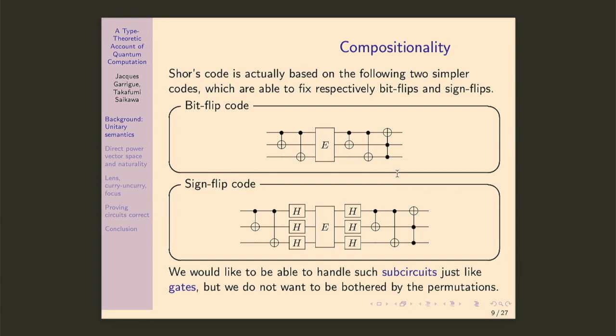And we would like to see all these parts as individual gates that we combine. So we want to do everything compositionally. And we want to avoid being bothered by all the permutations in the middle. So how can we have a nice representation that allows us to represent this circuit in a compact way and then do proofs on that? This is the goal at the end of the day, doing the proofs.